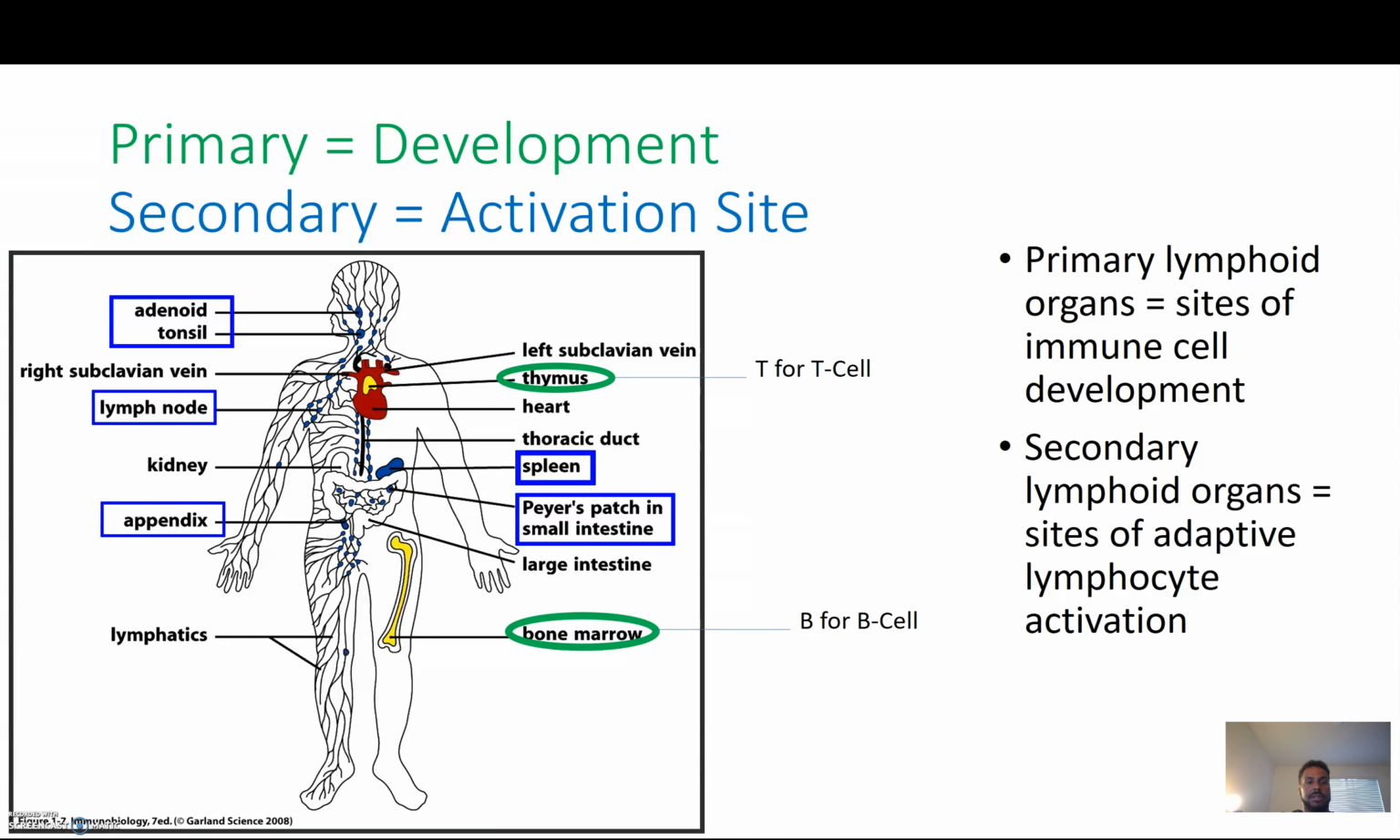Our primary organs are the thymus and bone marrow, and that is where the T and B cells develop from our hematopoietic stem cell. Now the thymus, T for T cell, and then bone marrow, B for B cell, and that's where those cells originate. Then the secondary lymphoid organs are the sites of action. That's where the T cells and the B cells do work. They wait in these different organs, and whenever a pathogen presents itself, that's when they kick into action. We'll talk about that a little bit later.